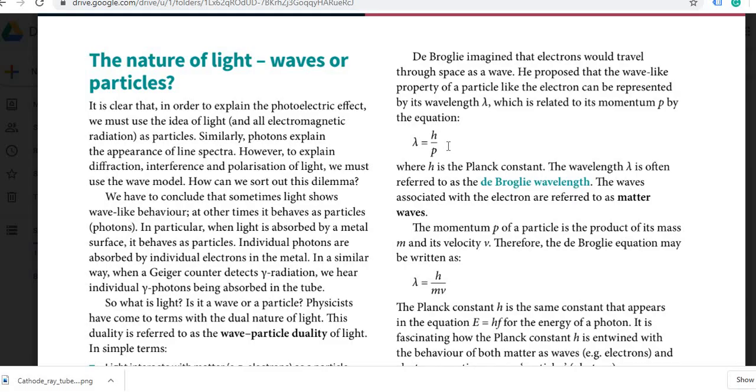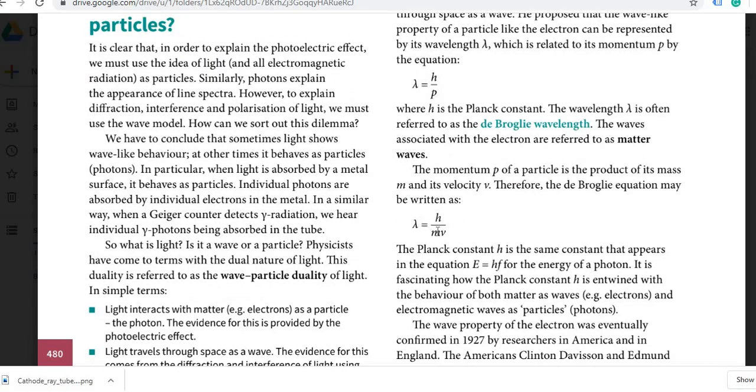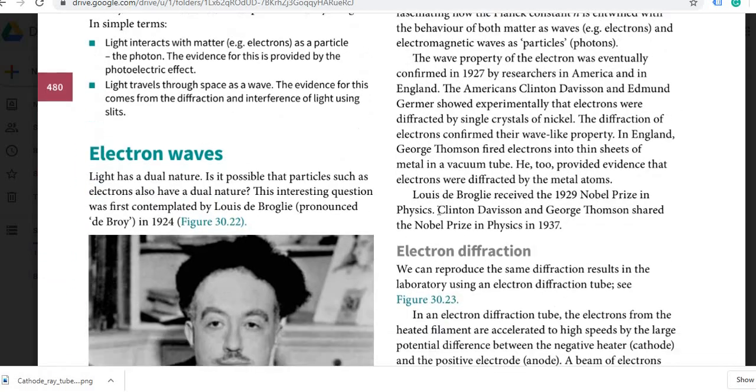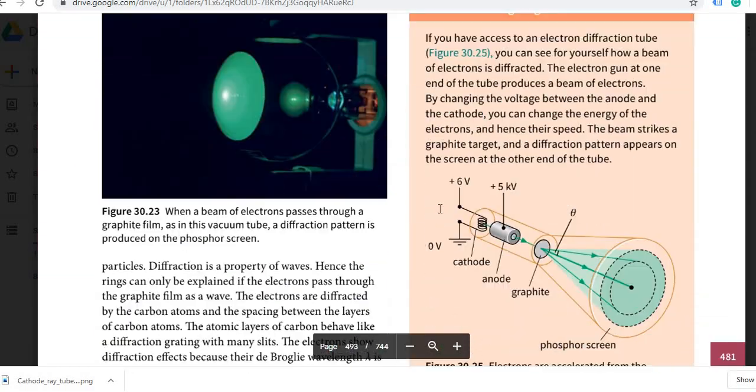h is the Planck constant. Then momentum is mass times velocity. We have learned it before. We can write it like this, and there are some examples.